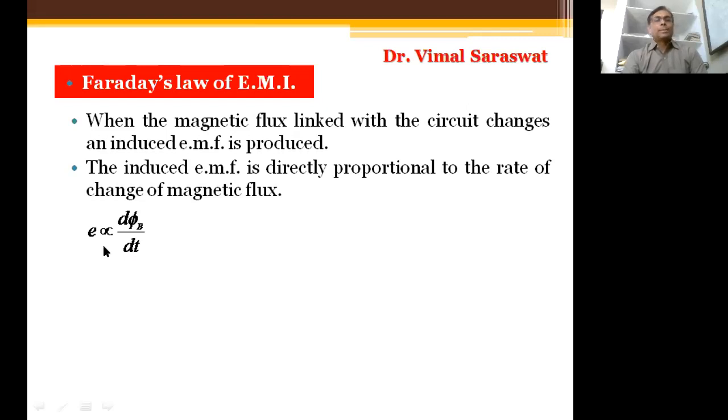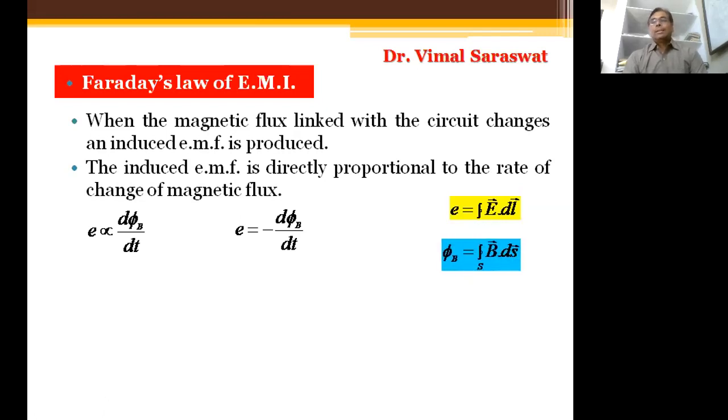If we eliminate this proportionality sign, then there will be a constant and an equal to sign. Here we use constant of proportionality 1, and according to Lenz's law, the induced EMF opposes the cause of its production. So E is equal to minus d phi B upon dt. Here phi B is magnetic flux. If capital E is the electric field, then induced EMF in terms of electric field can be written as line integration E dot dl.